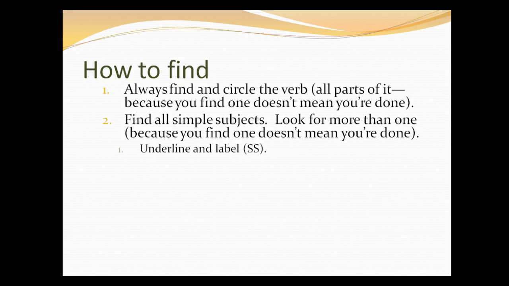Find all the simple subjects. Again, for each verb, find a simple subject. Remember, if you have one verb phrase, then it's considered one verb. It should have one or possibly more than one simple subject. Again, look for more than one. For simple subjects here, same thing applies. Find your verb, who or what, followed by the verb. It's possible there's more than one joined by an or, nor, and. Keep looking. Remember to underline and label your simple subjects too.